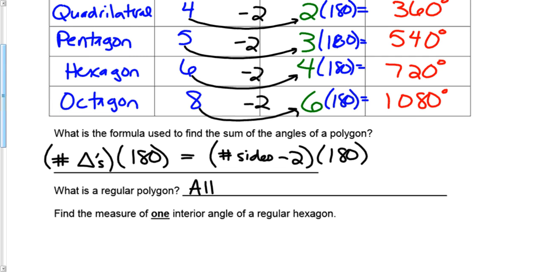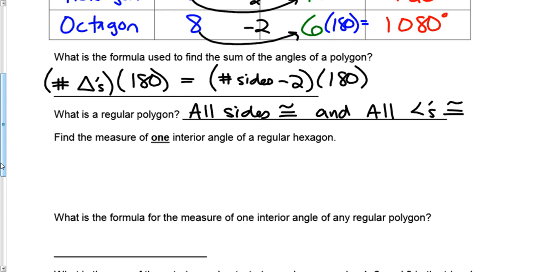The next question, we've talked about regular polygons before. That means that all the sides are congruent, but more importantly for what we're working on, all the angles are congruent. So the next question. Find the measure of one interior angle of a regular hexagon. So I'm going to start this from the very beginning as if I didn't have this chart in front of me. So for a regular hexagon, that means it has 6 sides. So if it wanted me to answer the question, what's the sum of the interior angles?